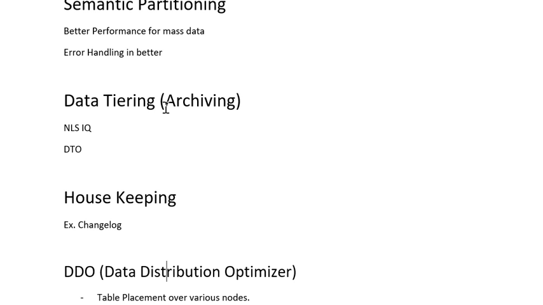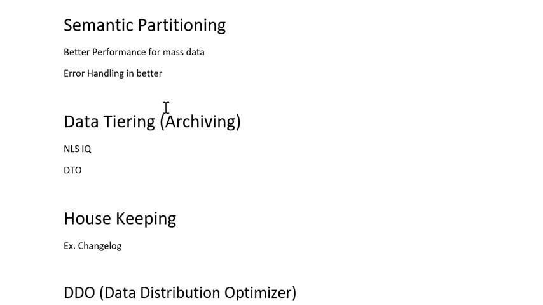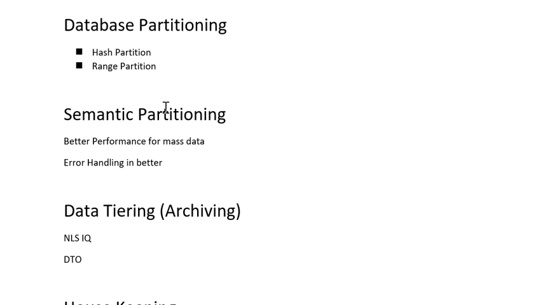These are the five things that you should know and learn, so that you can improve the performance of the ADSO, and you can improve the performance of the reporting as well. So the first one is database partitioning.